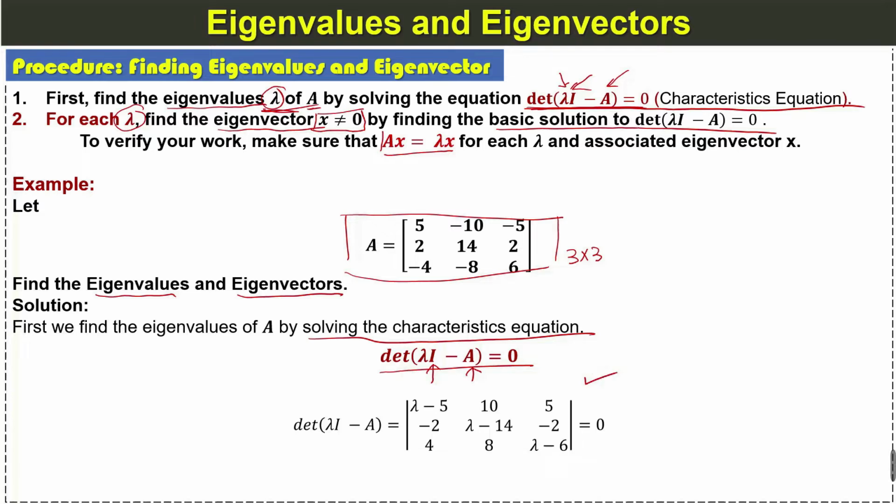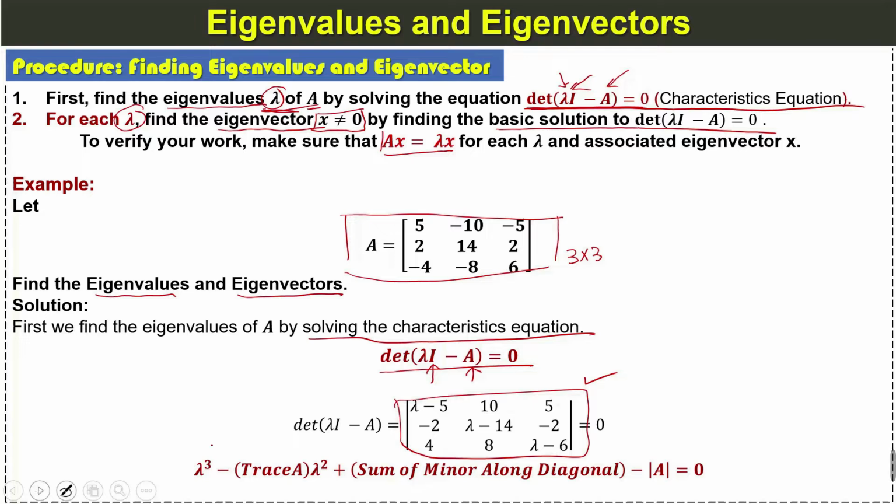Here we have a shortcut trick for solving this matrix. We have lambda cubed minus trace of the matrix A times lambda squared plus sum of minors along the diagonal lambda minus the determinant of the matrix A. So what is the trace of the matrix A? The trace is the sum of the elements along the diagonal, that is 5 plus 14 plus 6.